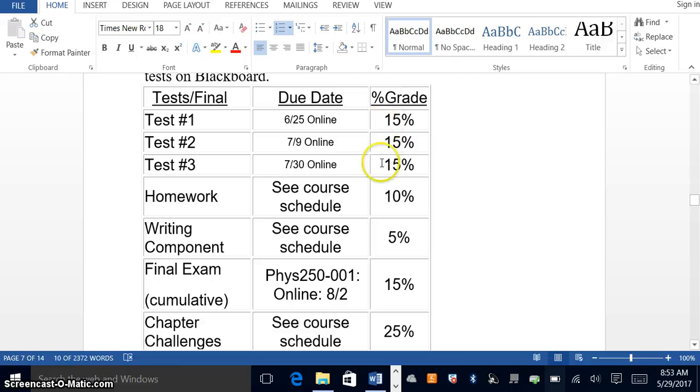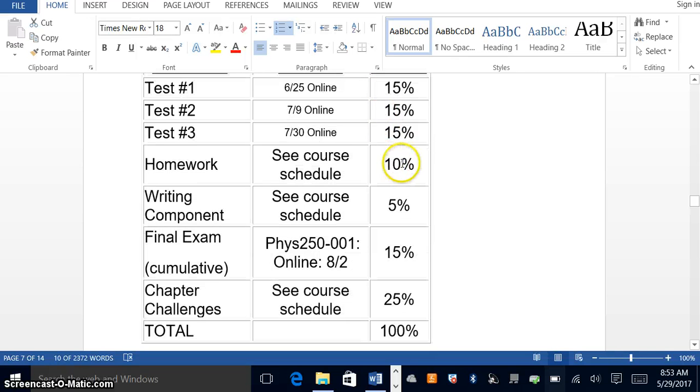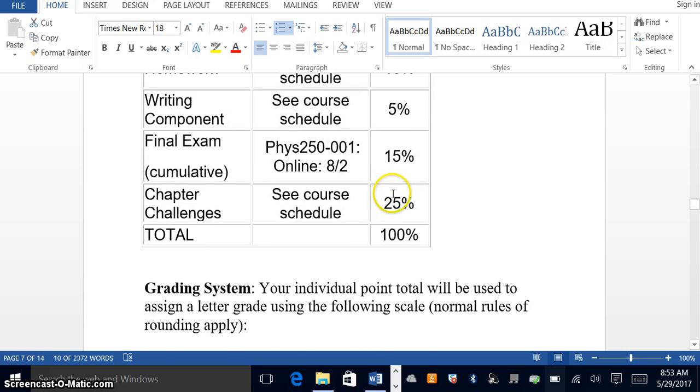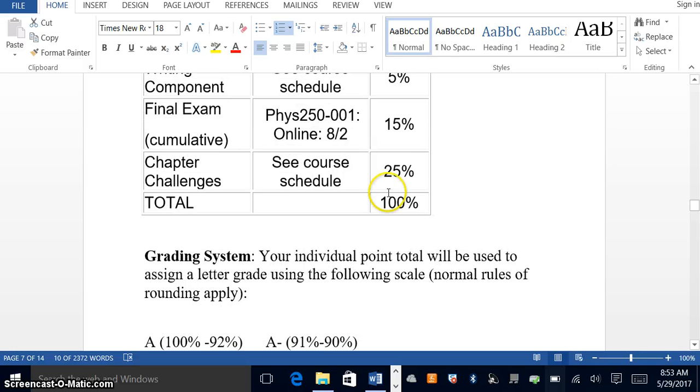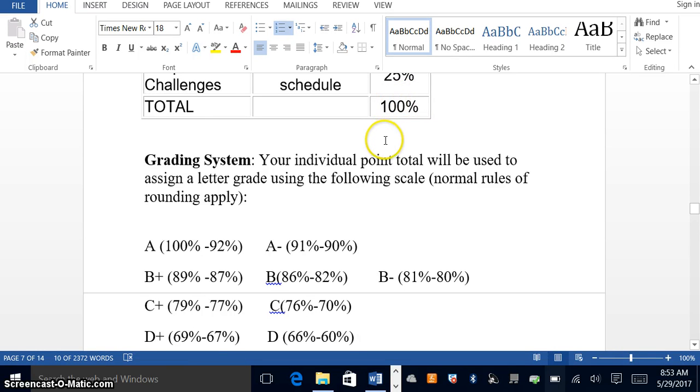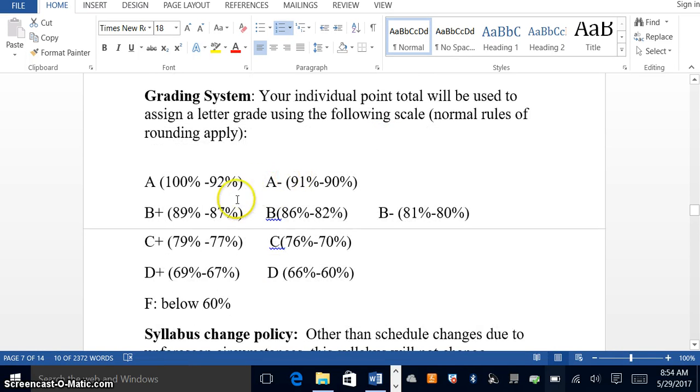So the test count is 15% each. The homework overall counts as 10%. The written component, the 2 essays, is what I call the written component, 5%. The final exam is 15%, and then the chapter challenges are worth 25%. So that's the total of the class. All right, and grading: whatever you come out to out of 100%, whatever your grade turns out to be, these are the letter grades that correspond.